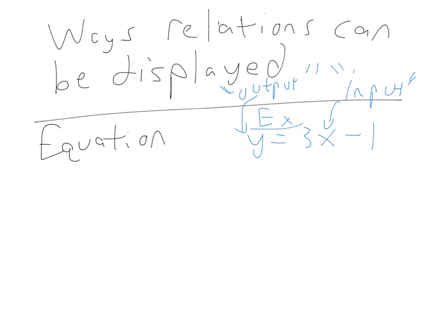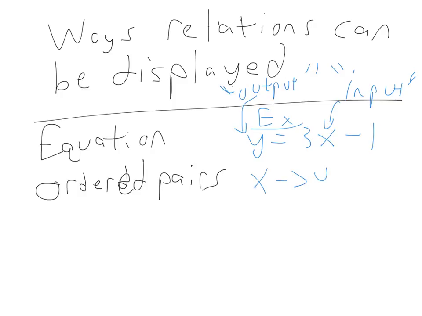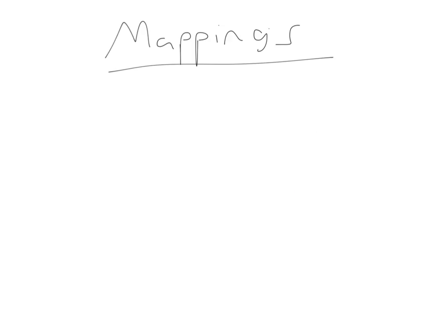Another way you could show a relation is by ordered pairs. What this means is that if there's a relationship between x and y, you can show it as just an ordered pair, (x, y), like you've been dealing with since you were in 8th grade. Another way you can display a relation is by mappings.